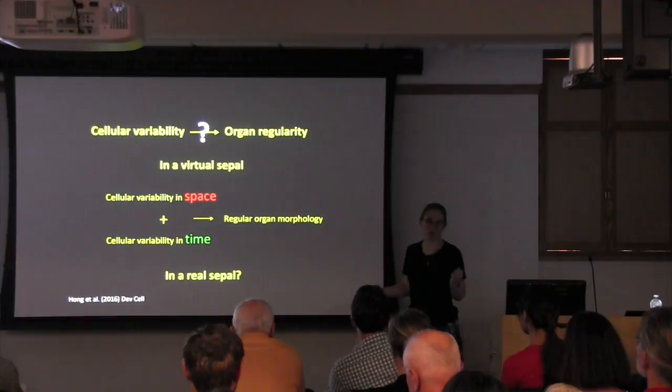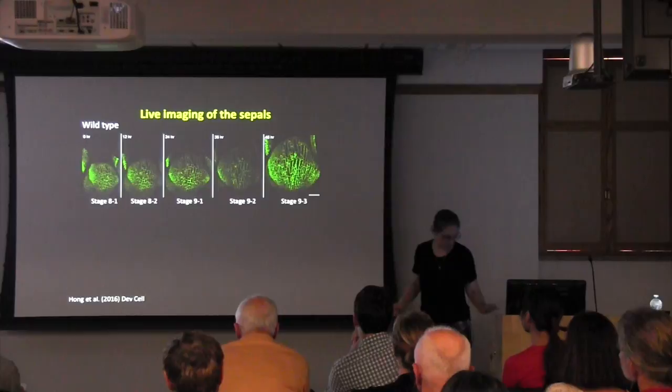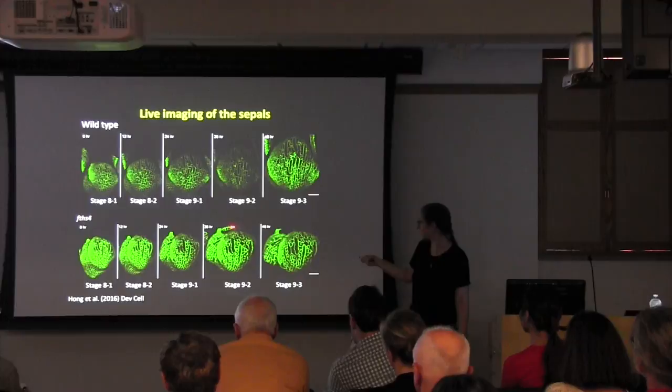Is this what's going on? So Leland did live imaging where she's watching the sepal grow, and she's got a plasma membrane marker so she can track every cell in its growth. Here's wild type. Here's the mutant, the FTSH4 mutant. You can see that it's having its typical problem where the sepals aren't closing because the growth isn't quite right.